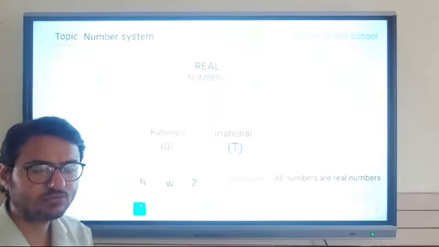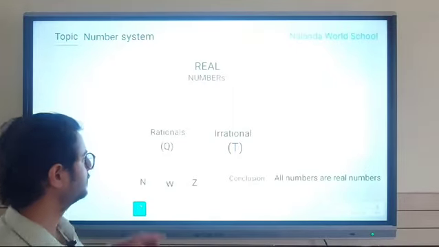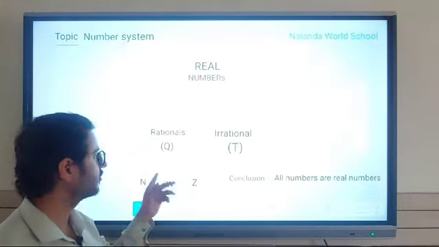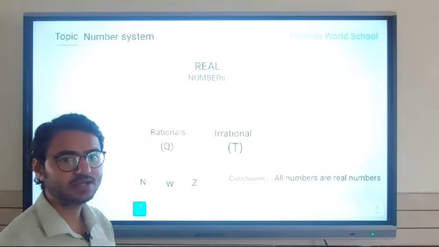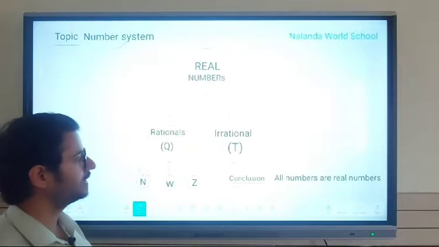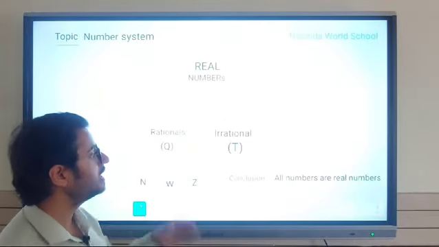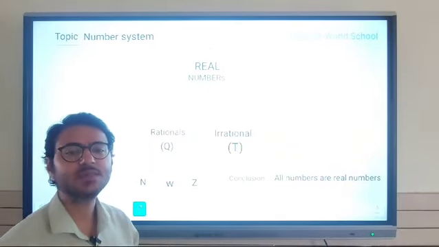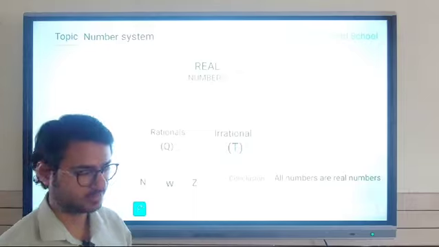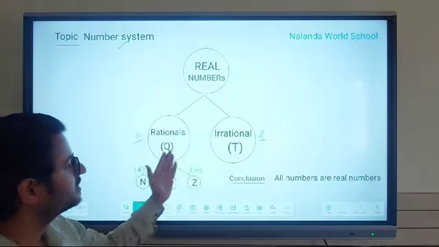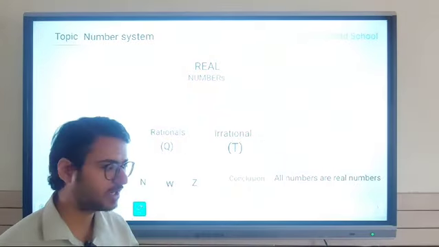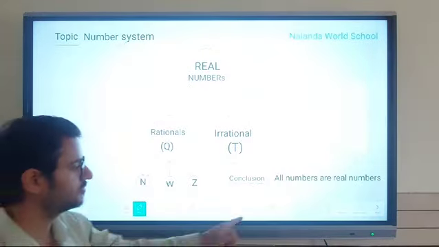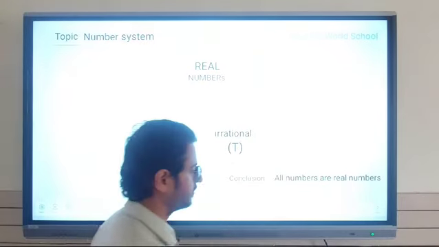In class 9 and 10, we have studied their decimal representations. There are two types of decimal representations of rational numbers. First one is terminating decimals, second one is non-terminating and repeating decimals. Irrationals have non-terminating and non-repeating decimals. The detail about rationals and irrationals we will study in a separate video. So what we conclude by this chart, we can observe all numbers are real numbers.